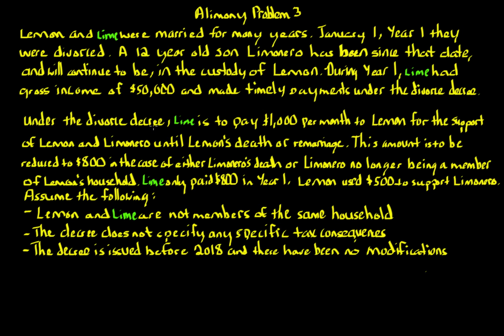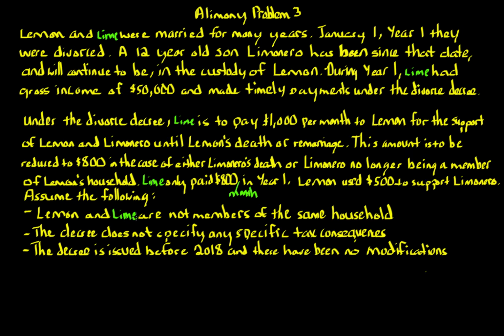Under that divorce decree, Lime is to pay $1,000 per month to Lemon for support of Lemon and Limonero until Lemon's death or remarriage. This $1,000 per month amount is to be reduced to $800 in the case of either Limonero's death or if Limonero no longer becomes a member of Lemon's household. Lime only paid $800 per month in year 1. Lemon used $500 of that amount each month to support Limonero.